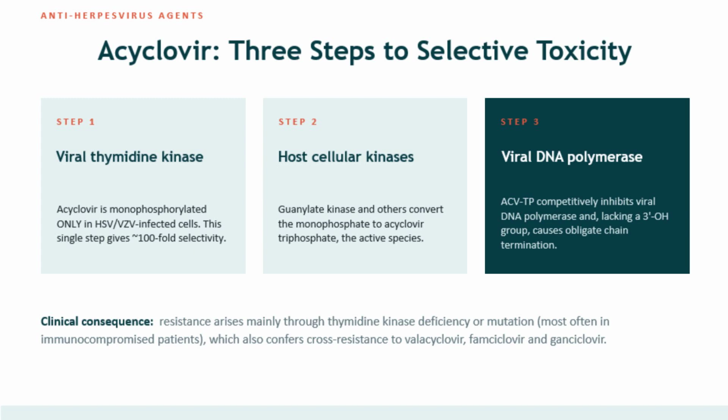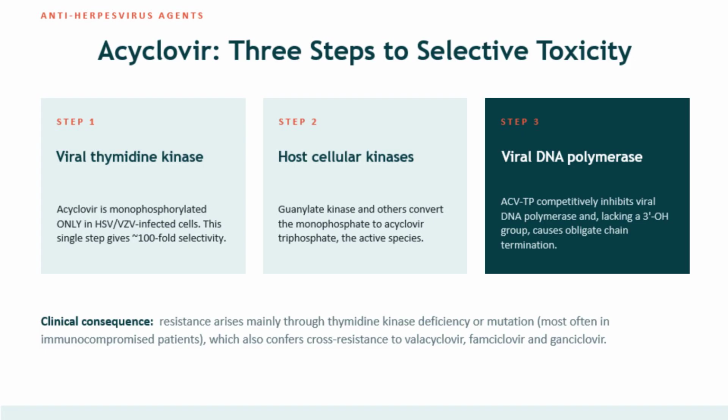Step 2, your own host kinases finish the job, giving acyclovir triphosphate. Step 3, that triphosphate competes with the natural substrate at the viral DNA polymerase, gets incorporated, and because it has no 3' hydroxyl group, the chain simply stops. Dead end? Beautiful, isn't it?